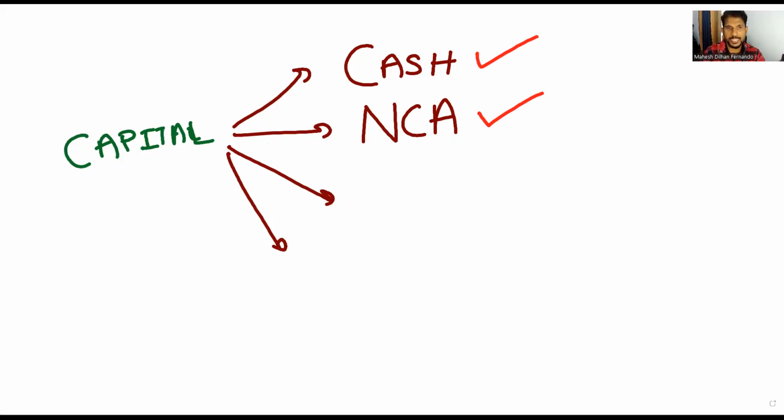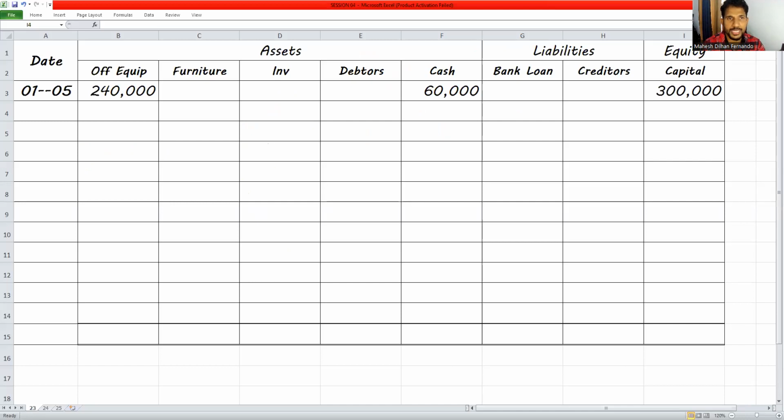I'm taking you to the next transaction. Transaction number 2. Purchase goods on cash. The date is 3rd of May. Now, when the date is given, you have to use the date. Purchase goods on cash 40,000. Inventory plus 40. It was purchased on cash, so cash minus 40. Simple.